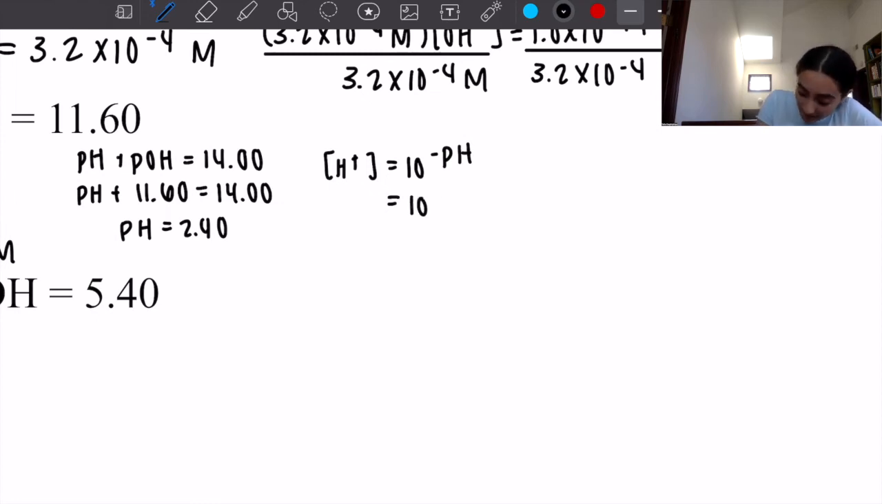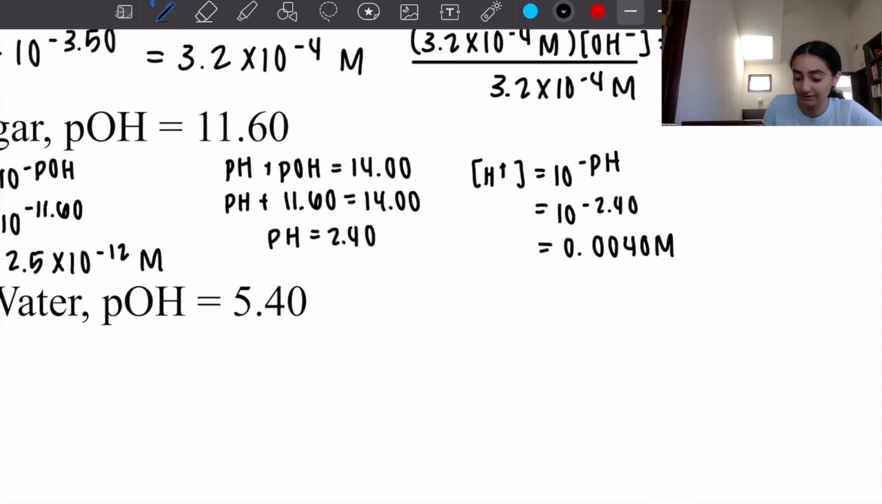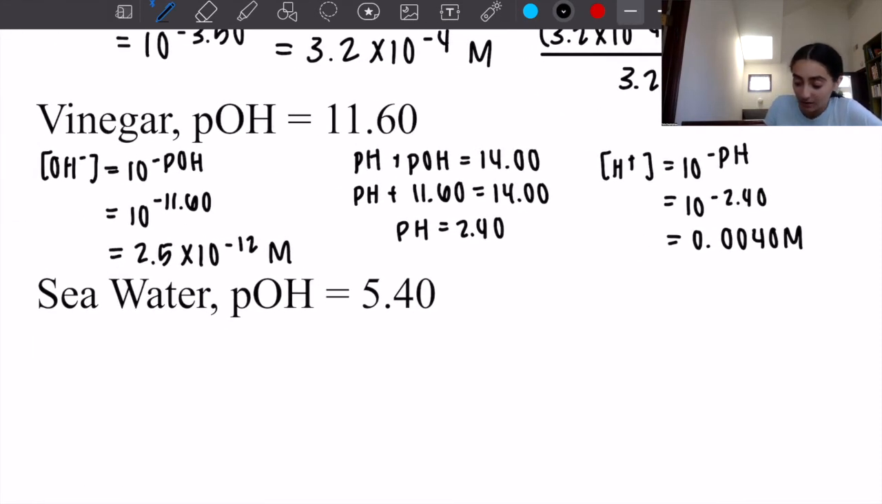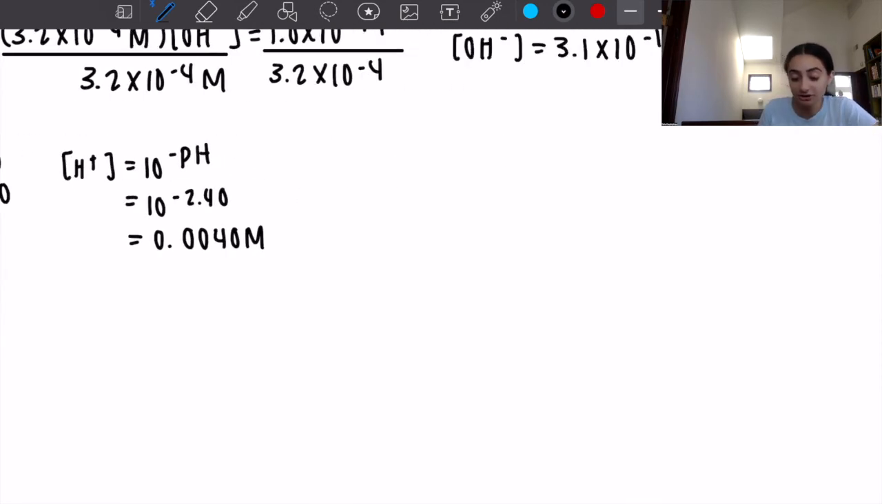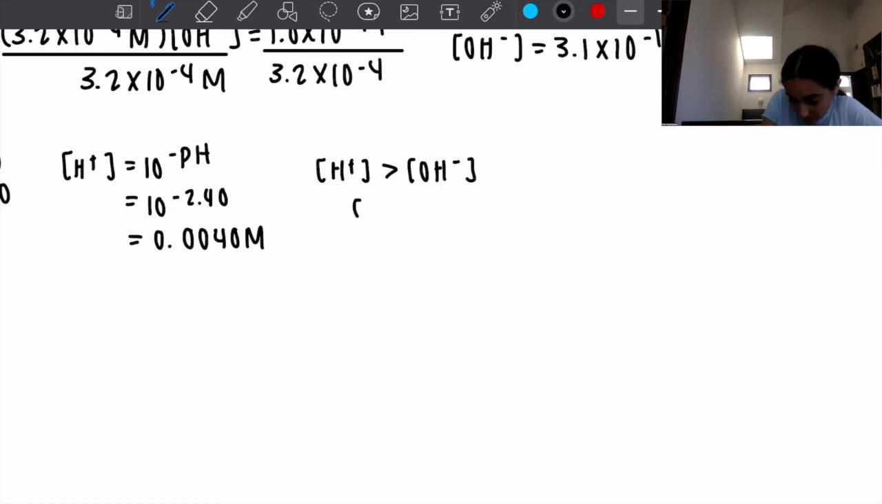So then that means it's going to equal 10 to the negative 2.40 power, which is 0.0040 molarity. Remember, this is still 2 sig figs. Okay, so our concentration of hydrogen is higher than our concentration of hydroxide. So once again, the substance is going to be acidic.